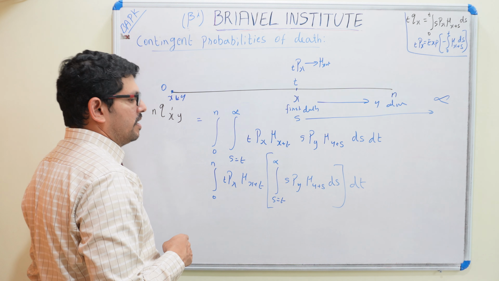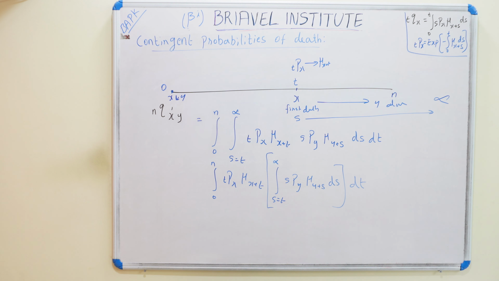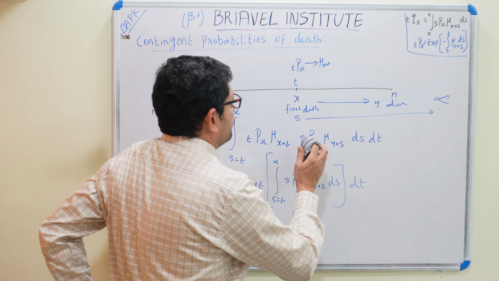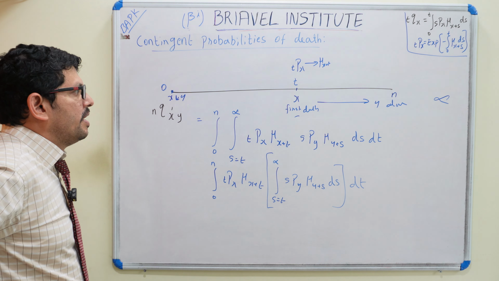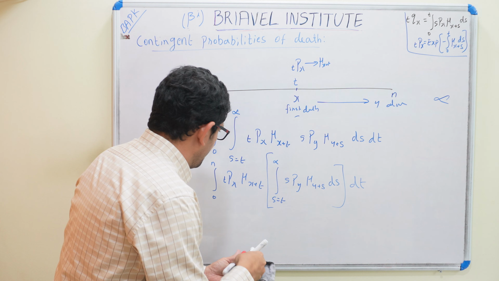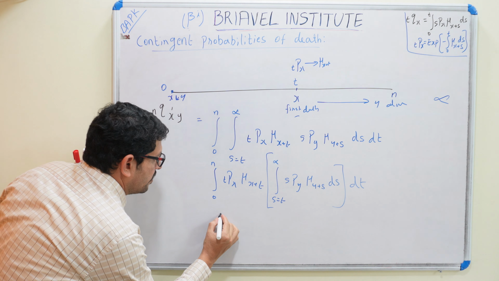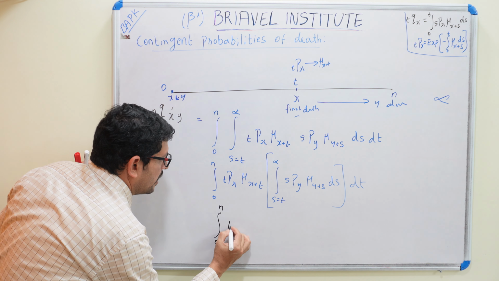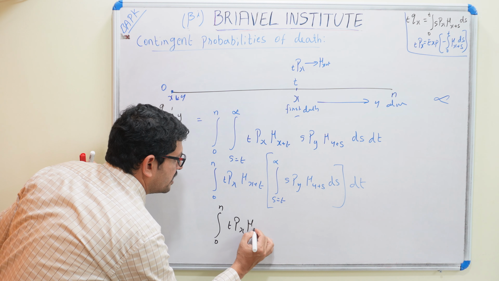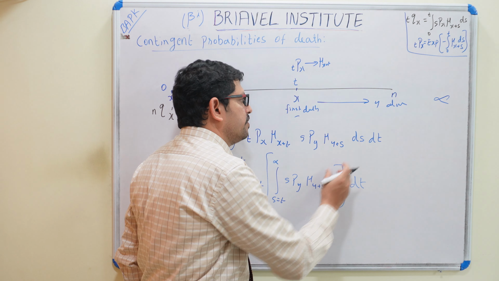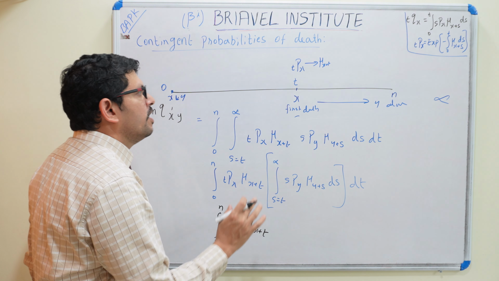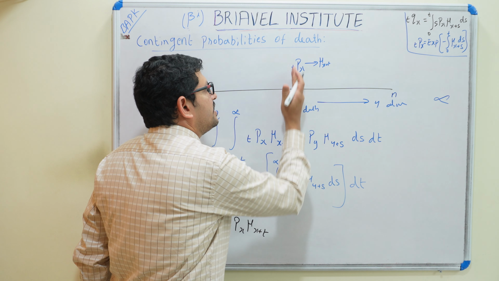Instead of saying that this one is up to t, we can consider up to n. We can rearrange and write it like that: integral from 0 to n of tpx μ(x+t). Y is living up to infinity, whatever may be. Now we are considering X is dead.